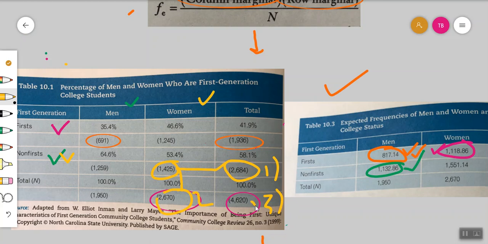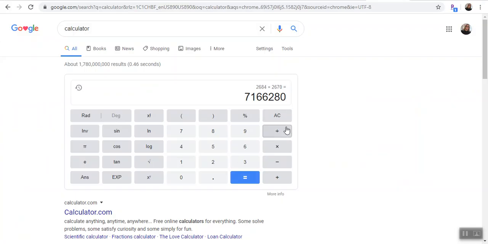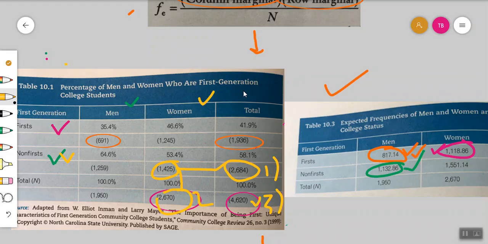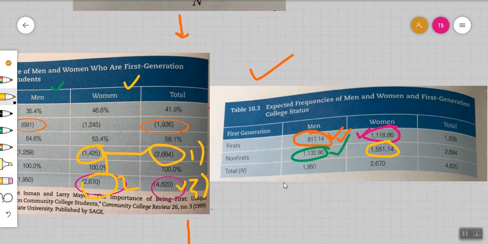Finally, number 3 divided by 4620, you get 1151.14. Okay, so now we've done the first step. The first step is creating the expected frequencies.